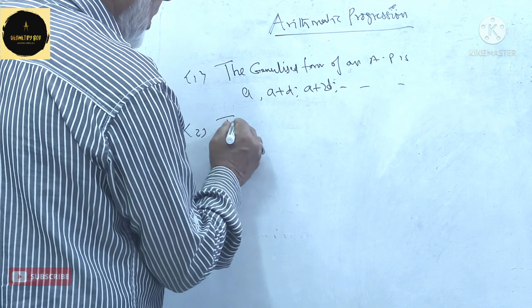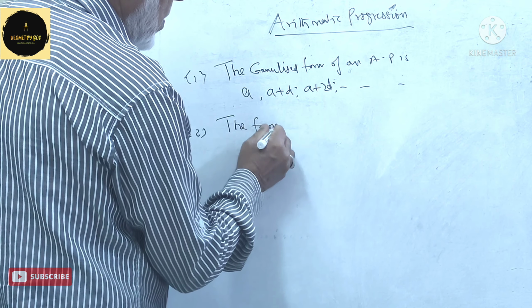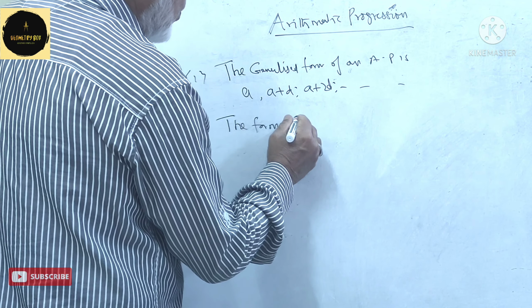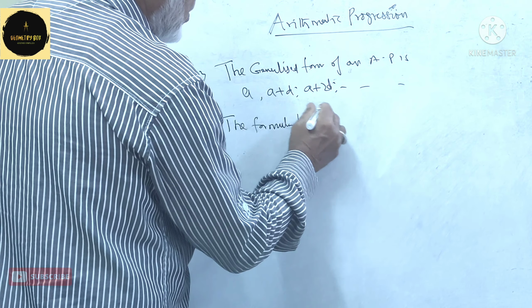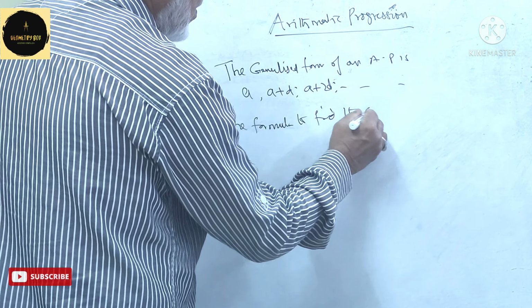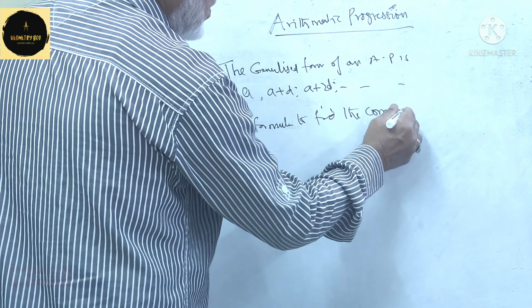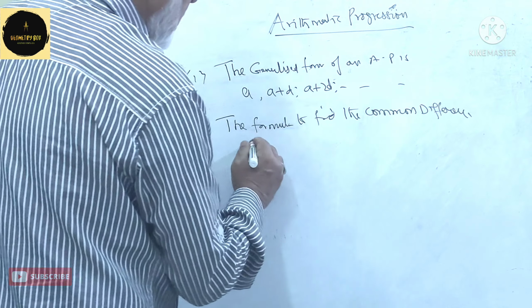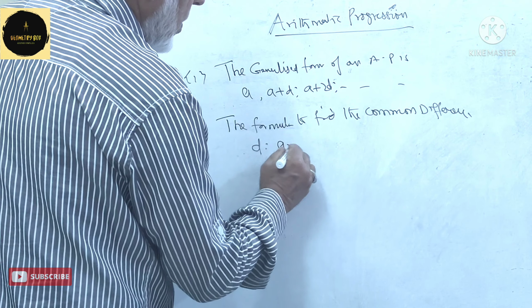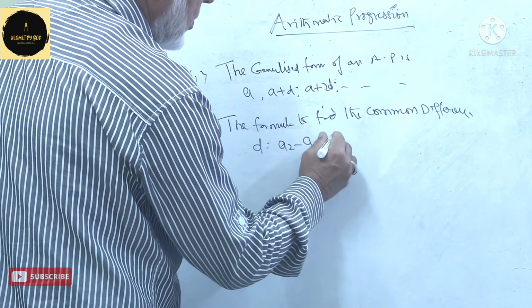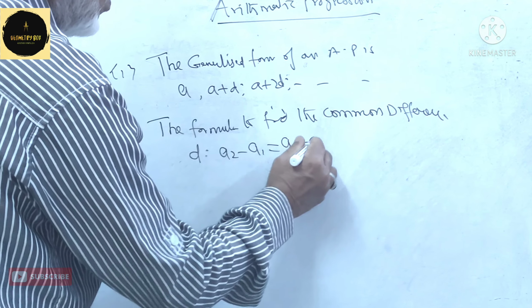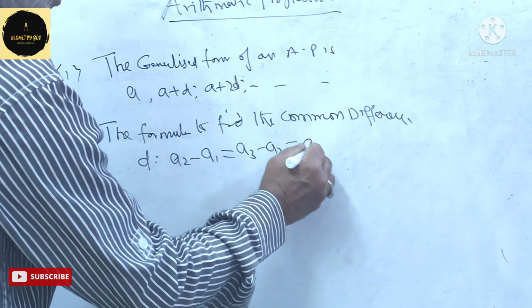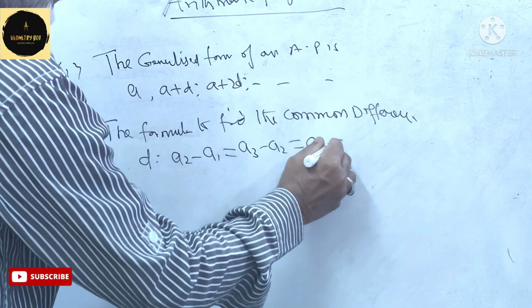Number two, the formula to find the common difference is d is equal to a2 minus a1, is equal to a3 minus a2, then a4 minus a3, and so on.